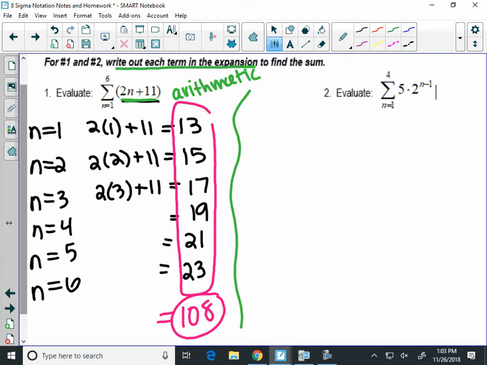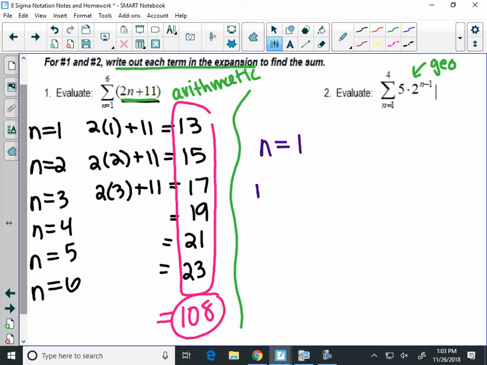Okay, so let's look at number 2. Before we start, can we identify what type of sequence this one would be, arithmetic or geometric? It's geometric, right? Because that is similar to your a sub n formula, the starting value times the common ratio. So we're going to do the same thing here. Our sigma is adding up the terms from n equals 1 to n equals 4.